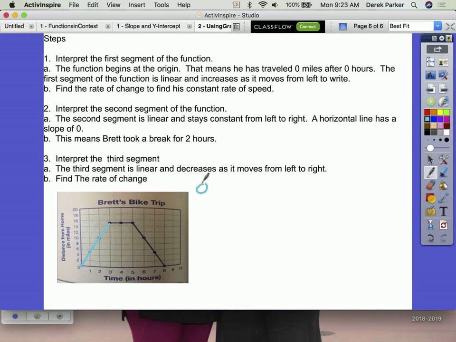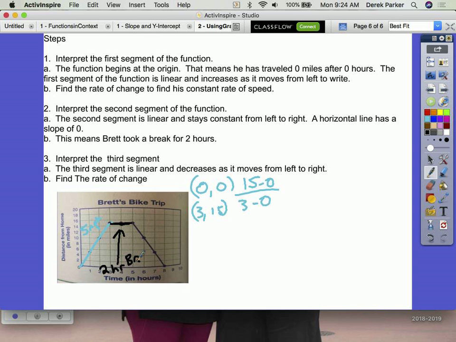We're starting at 0, 0. And we want to find the rate of change. And that's going to be 3, 15. That's going to be 15 minus 0 over 3 minus 0. And I'm going to end up getting 5 miles an hour. Interpret the second segment of the function. He took a 2-hour break from here to here. 2-hour break.